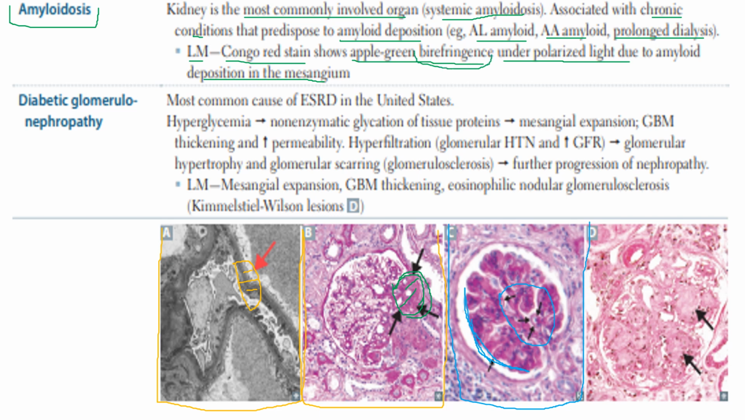Birefringence means the single ray of light bifurcates into two rays under polarized light due to amyloid deposition in the mesangium.